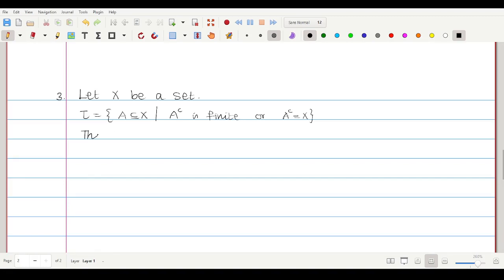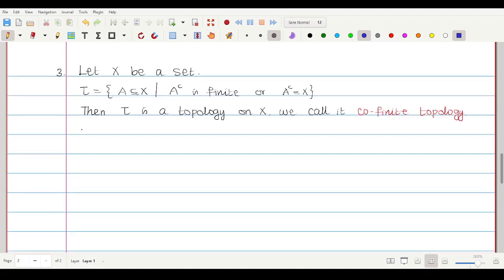Then tau is a topology on X. X la இது வந்து topology, and we call it, இதுக்கு பேர் வந்து என்னது அப்படின்னா, that is called the co-finite topology. சரி, இது முதல்ல topology நான் இப்ப proof பண்ணலாமா? So we'll prove that this tau is a topology. Proof கொடுக்கிறேன். எப்படி proof கொடுக்கிறேன்னு பாருங்க.